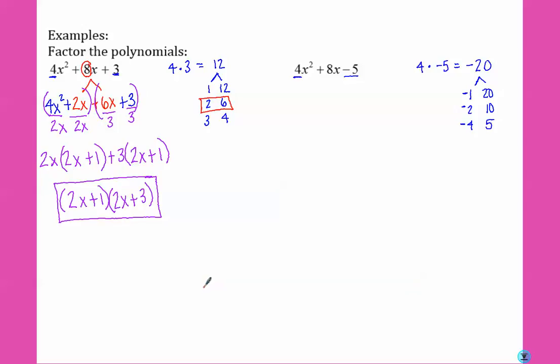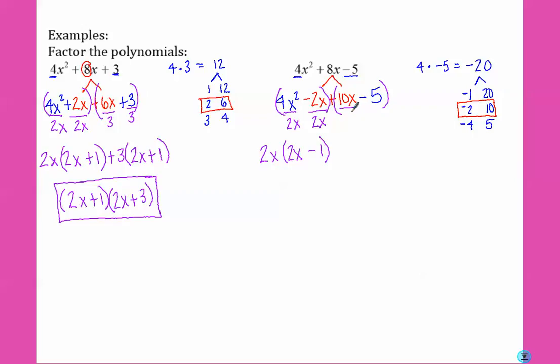So which pair adds up to 8? It's negative 2 and 10. So I'm going to rewrite 8x as negative 2x plus 10x. Bring down my other terms. And now I can factor by grouping. Group the first 2. They have a 2x in common. So 2x times 2x minus 1. My second 2 terms have a 5 in common. And so matching factor and my GCFs.